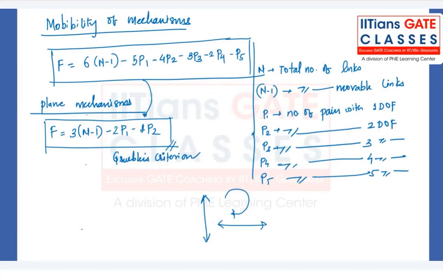Okay, this is the Grubler's criterion. There is one more criterion, that is Kurzbach's criterion. What is that? Let's try to understand. Kurzbach's criterion.